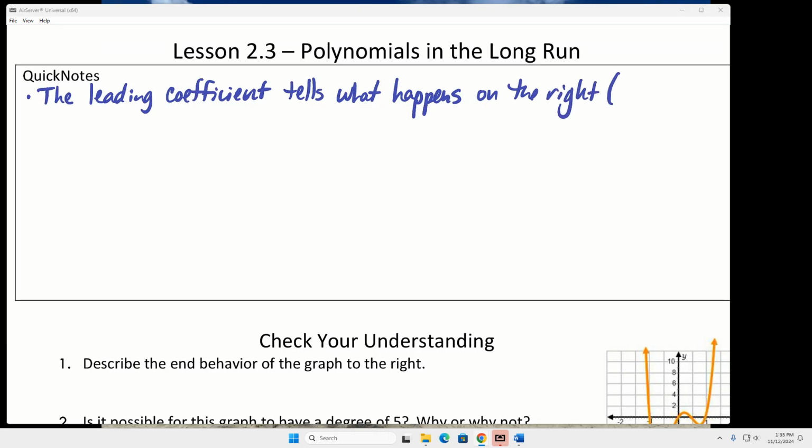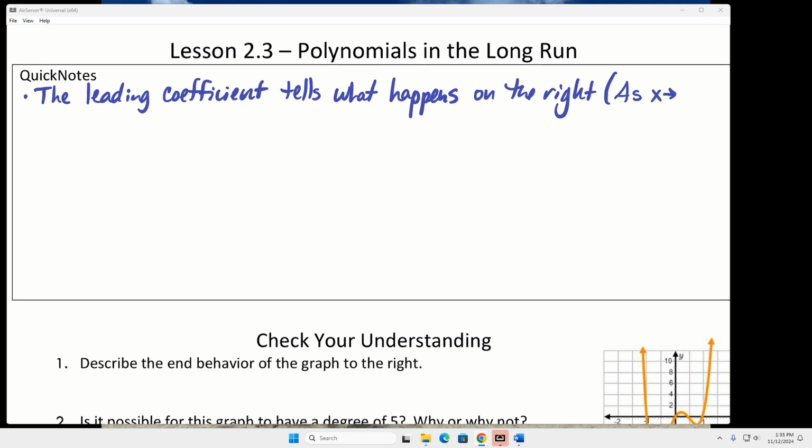And so the right side of the graph is as x approaches, what do you guys think, positive infinity or negative infinity for the right? Positive. So if that leading coefficient is positive, the right's going to go up. If it's negative, the right's going to go down. So that takes care of the right side.